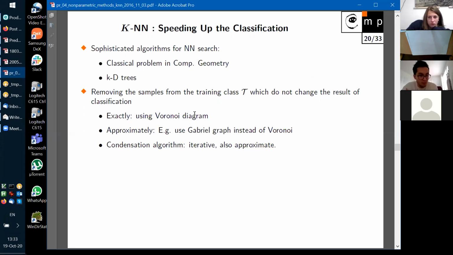I will skip this Voronoi diagram. You can look it up in Wikipedia. So in up to 3 dimensions, you can optimally simplify the nearest neighbor problem by removing certain points using the Voronoi diagram, but that's beyond what I want to talk about today.